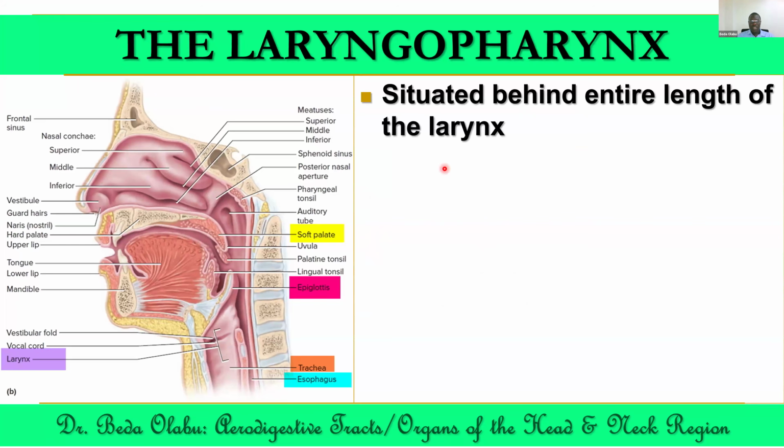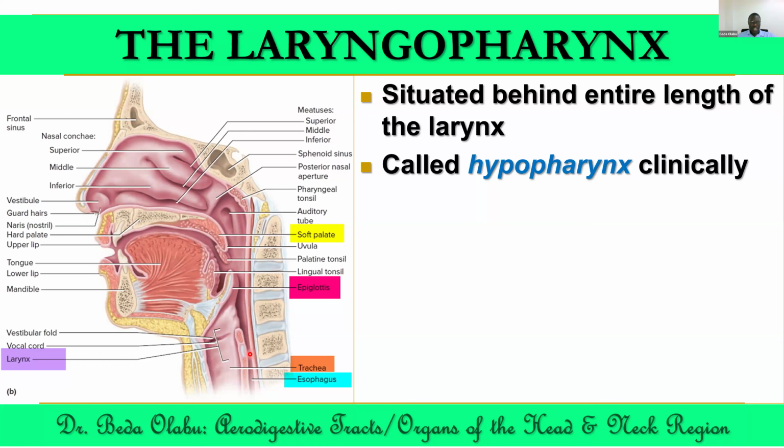The third part of the pharynx is the laryngopharynx, situated behind the entire length of the larynx, ideally from the upper border of the epiglottis to the level of the cricoid cartilage. We also call it the hypopharynx clinically.